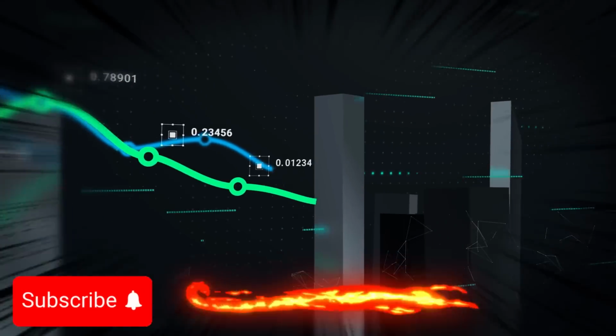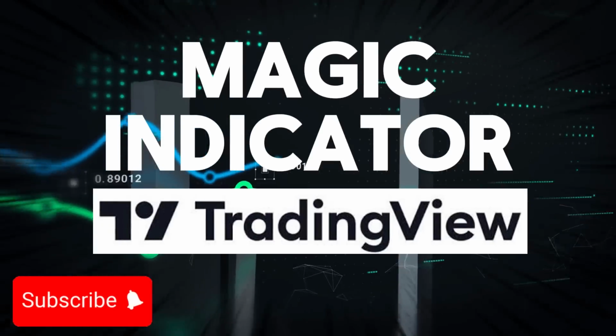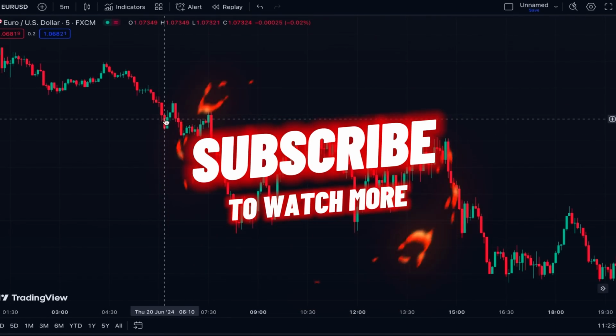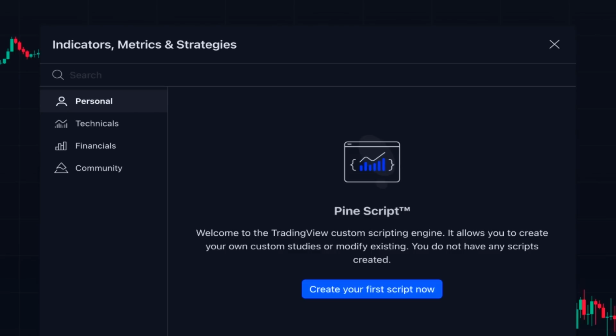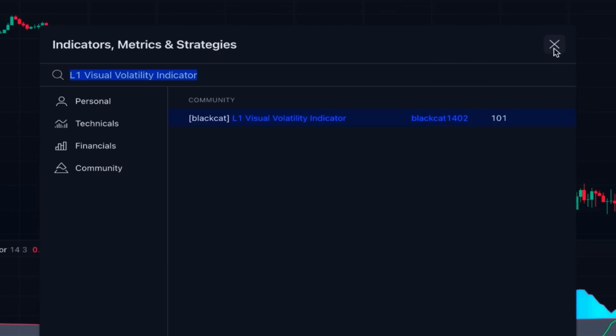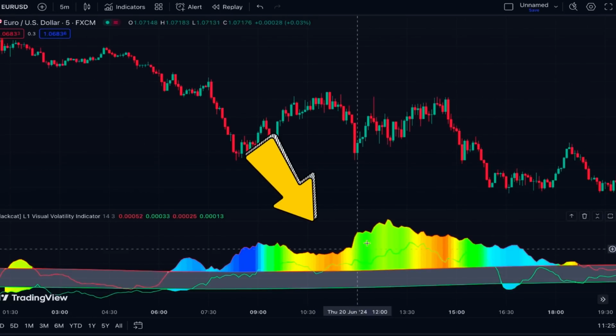In this video, I want to introduce a magic indicator on TradingView that helps you to effectively increase your profit. To add this amazing indicator to our chart, here we click on indicators and we search L1 visual volatility indicator. This one, which is written by someone named BlackCat1402. Alright, this is the indicator, and as you can see, it is added here below the chart.